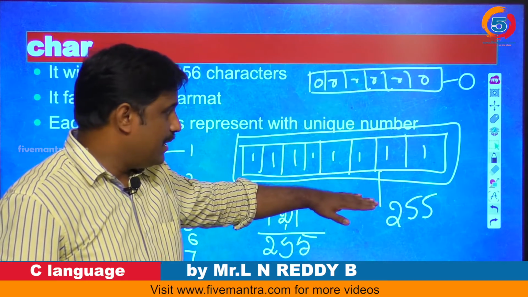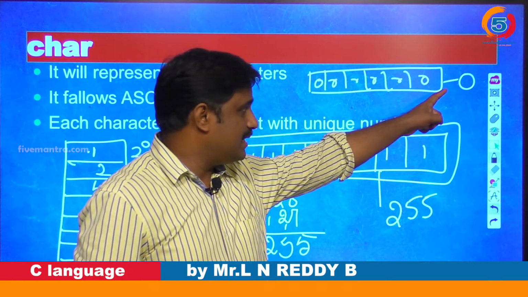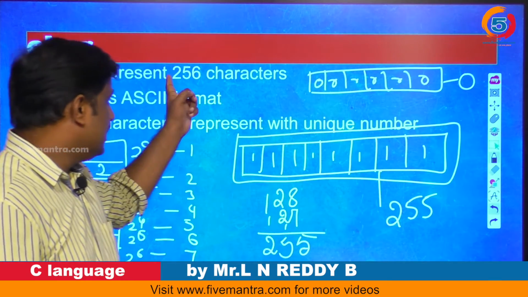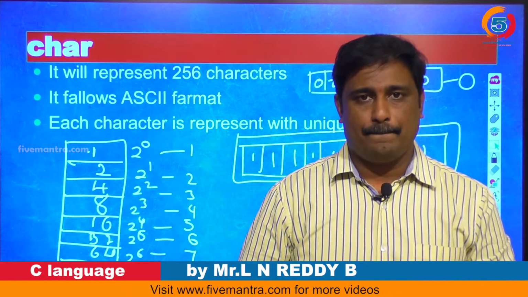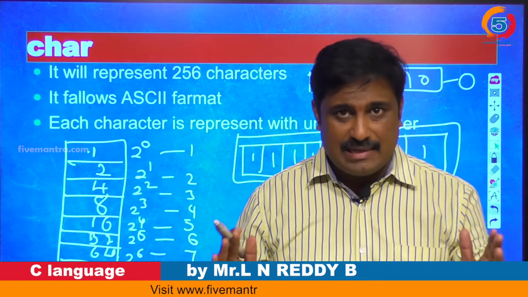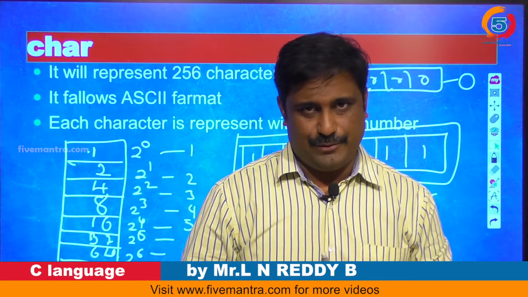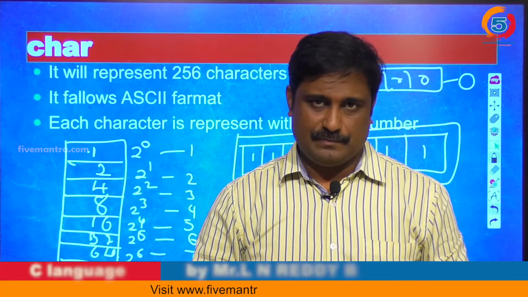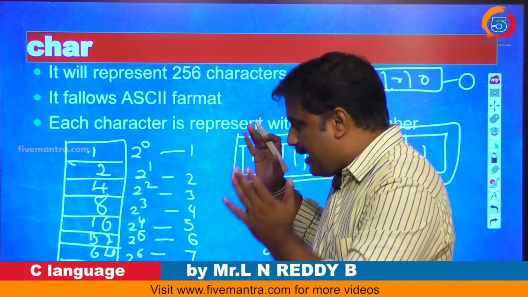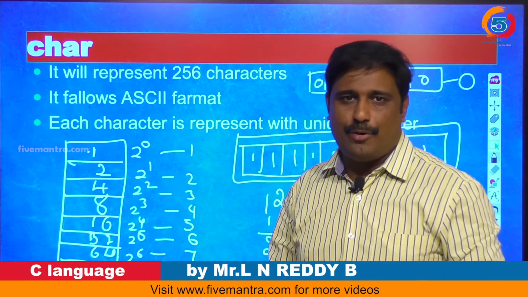Right? This means the numbers I can represent are 0 to 255. That is 256 characters I can represent with 1 byte. And this is the limitation of the ASCII value. If you want to represent more symbols, you have to go with Unicode. The C language never supports that Unicode, so we have to use this one only. That is the drawback we have.